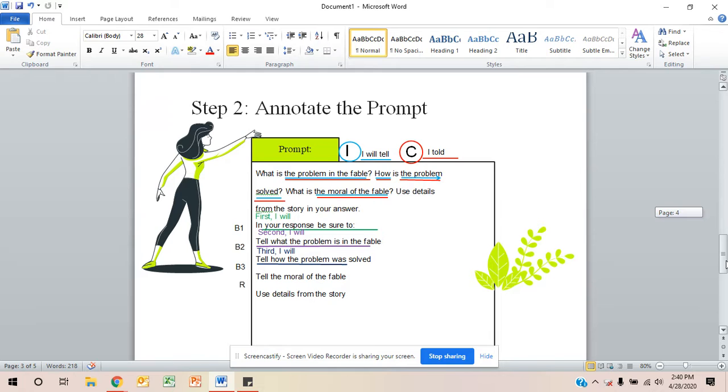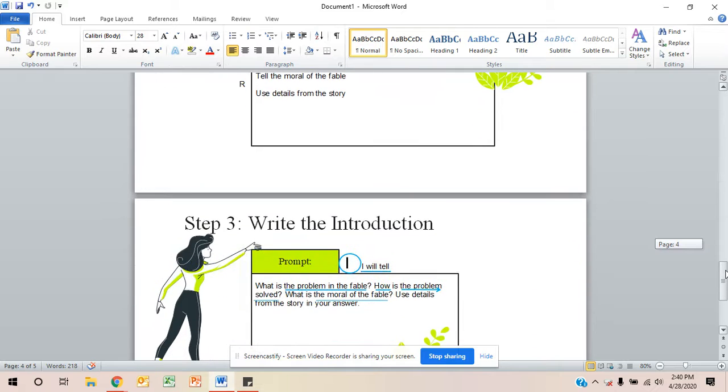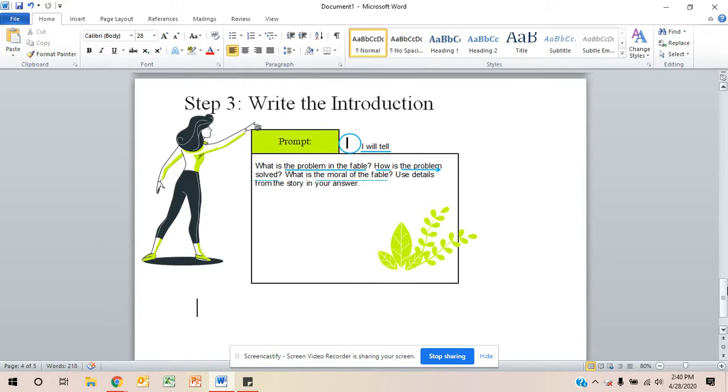I've already annotated the prompt. I wrote "I will tell" for my introduction, and I labeled the parts of the prompt that I need to talk about. I need to talk about the problem in the fable, how the problem is solved, and the moral of the fable. So now that I've annotated that, I'm going to take my annotated parts, which is step 3, and write an introduction.